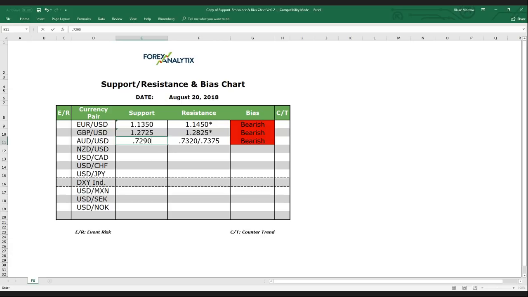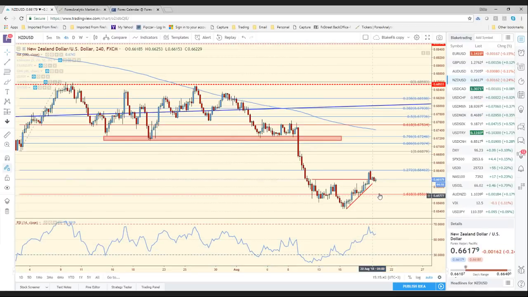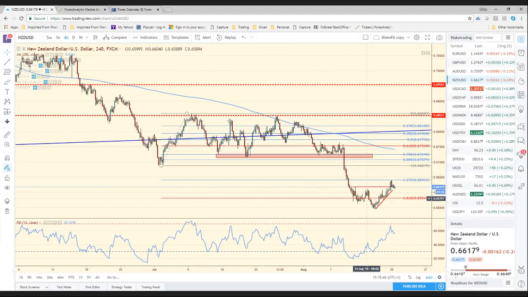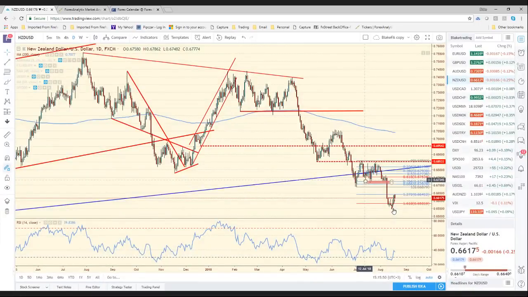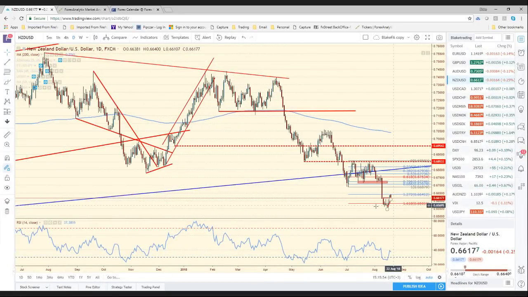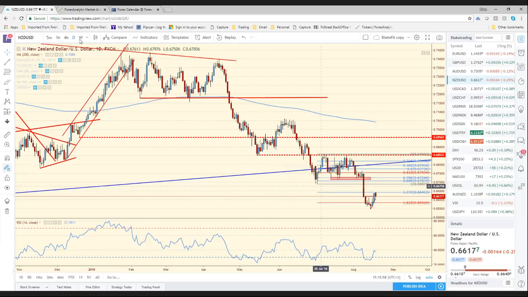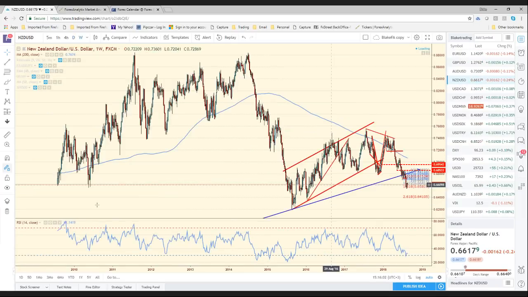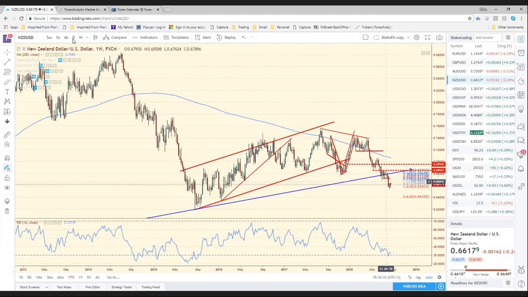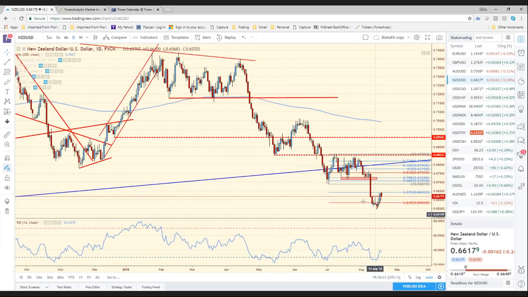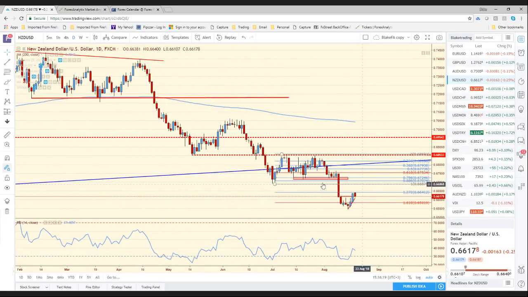All right, let's take a look at the Kiwi. So the Kiwi is trying to recover as well. We hit this 161% extension of this range, and then we've bounced higher. One of the things about the Kiwi that's really concerning to me is the fact that we're below this multi-year trend line on a weekly basis. That's one of the biggest and most concerning things to me, that we're trading very heavy. So any type of recovery back up, this will be probably pretty important, should we get back up here somewhere like that.